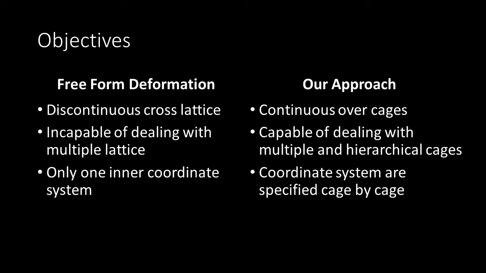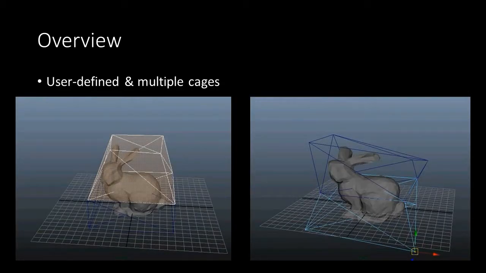Our tool is capable of providing smooth transitions between cage boundaries while allowing a multiple-hierarchy cage system, and the inner coordinate system can vary cage by cage. Here are some screenshots of our tool in Maya. On the left, the user specifies any shape and any combination of cages as the initial position before deformation. On the right, the user creates the deformation by dragging the cage points. As you can see in the picture, the cross boundary of two cages is smooth and without any artifacts.